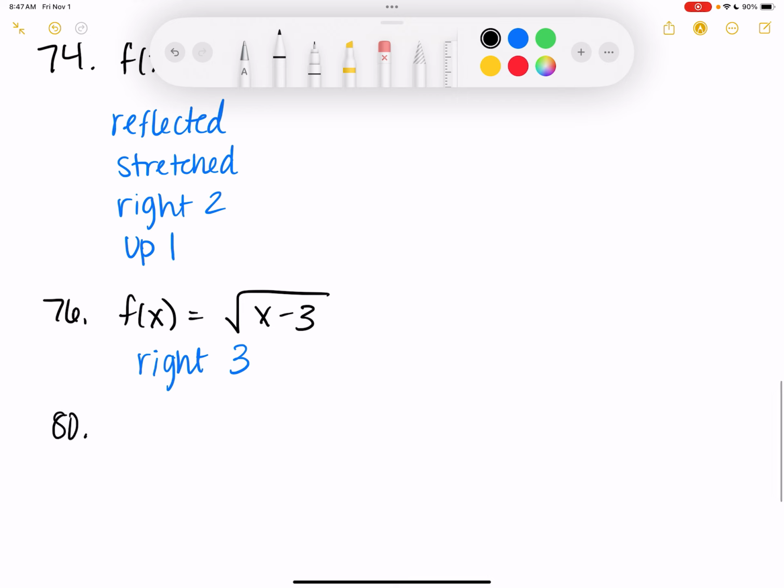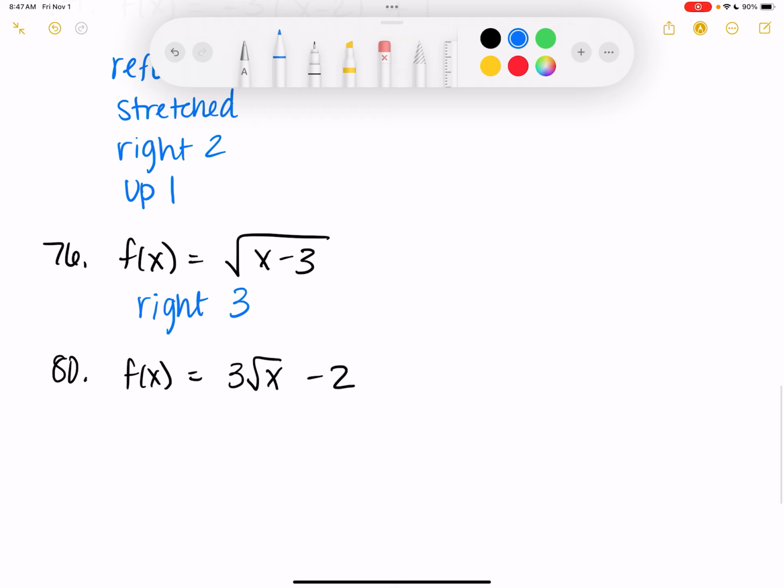80. F of x equals 3 times the square root of x, and then outside minus 2. What about this one? Down 2. Yep, down 2, and one more thing. Yep, stretched. Apparently 3 is a popular number. 3 is greater than 1. All right, and then let's see, one last one.